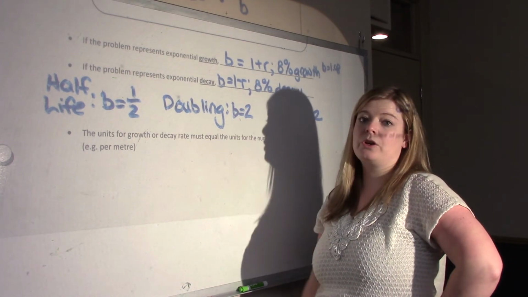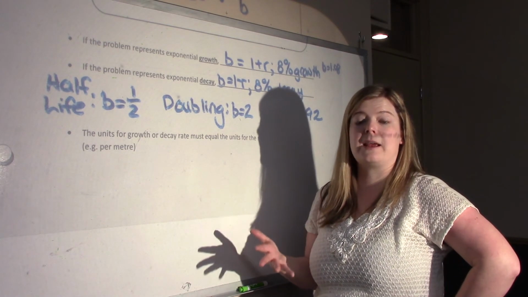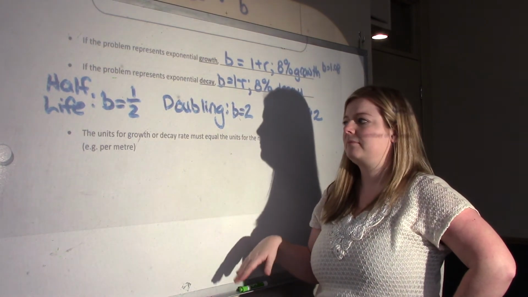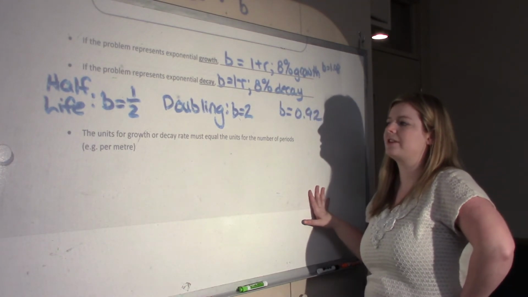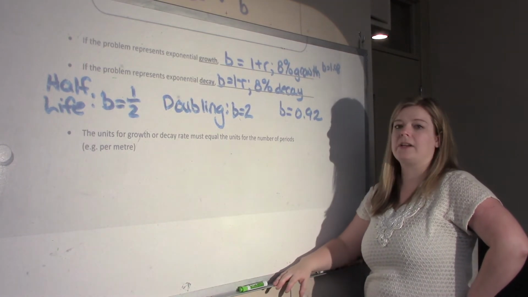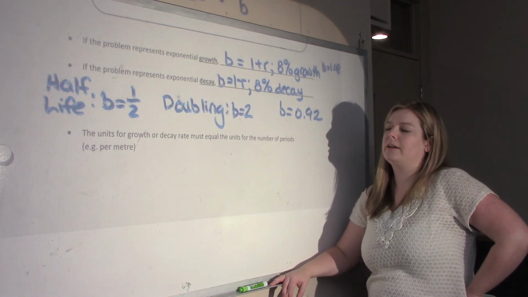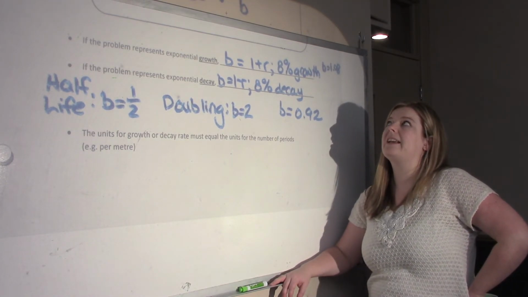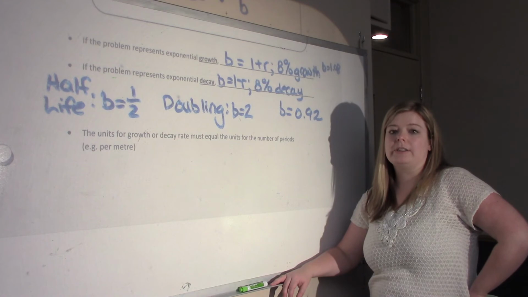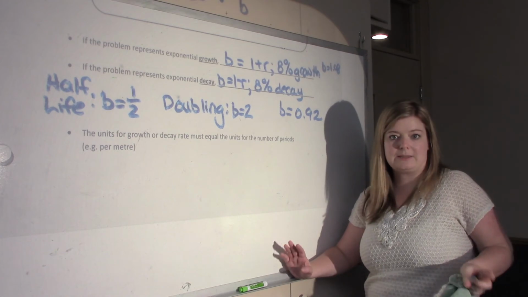Doubling, B is 2. So it's being multiplied by 2 every time, or you can think about that as meaning it's increasing by 100% every time. So 1 plus 100% is 2. And then just be careful that the units for the growth or decay rate, so the R, have to be the same as the units for the number of time periods. So if I'm saying it doubles every 3 minutes, then your time period has to be in minutes. Okay, if I'm saying that it doubles every hour, then your time period has to be a number of hours. So just be careful that the units match up.